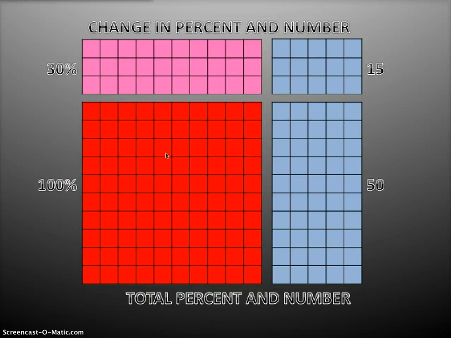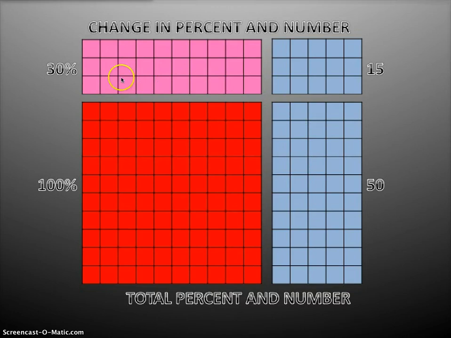Teaching students to solve percent problems is as simple as having them build a rectangle. The rectangle is made up of 4 parts. In the lower left corner of the rectangle is where they will put the total percent. In the lower right corner is where they will put the total number.